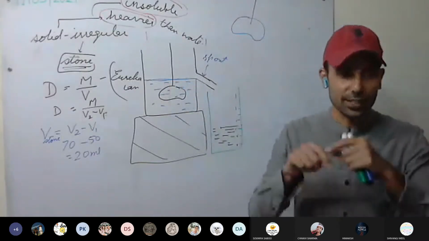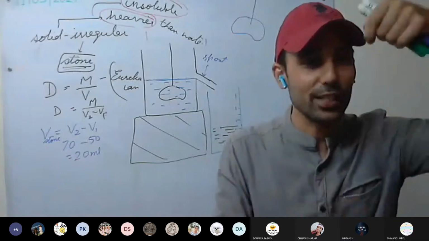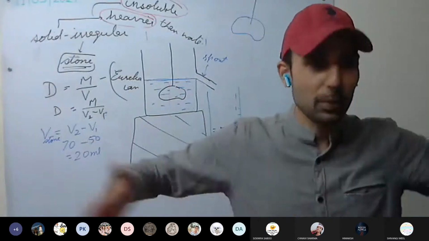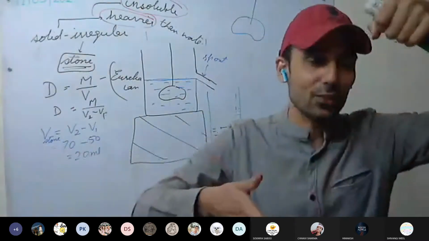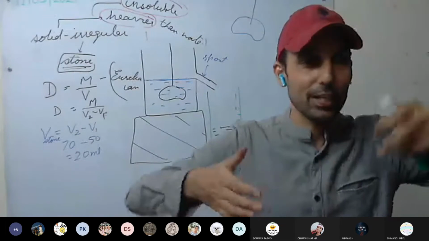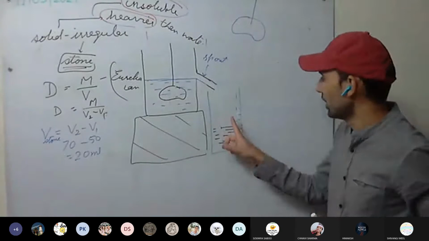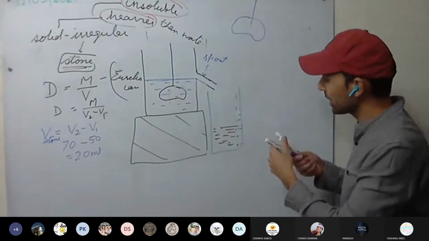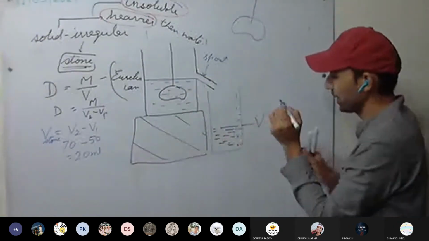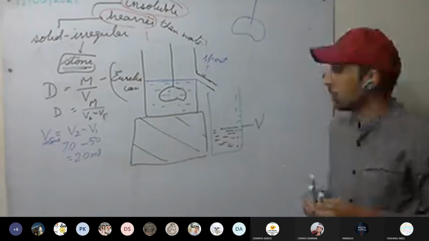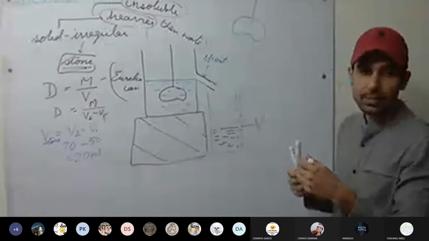You can use thread meant for strings to tie. If it is a big stone, tie it with a little string, because compared to the size of the stone, the string's volume will be very less. Now it becomes steady, and let this volume be V. So now how can we measure density?